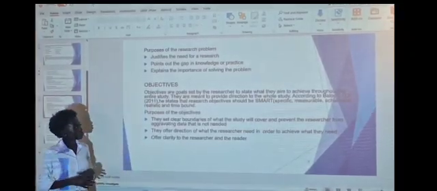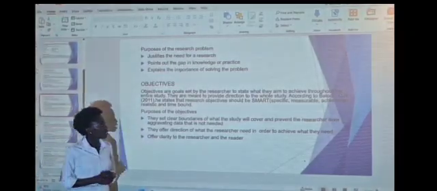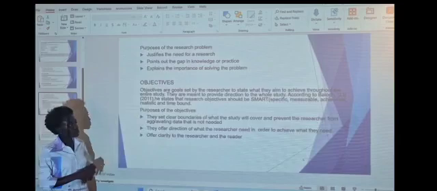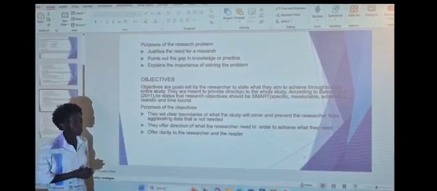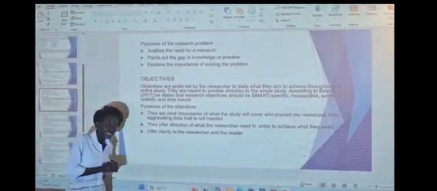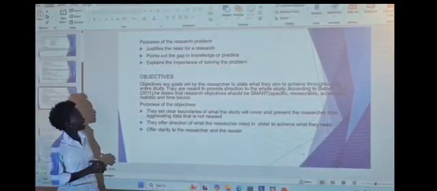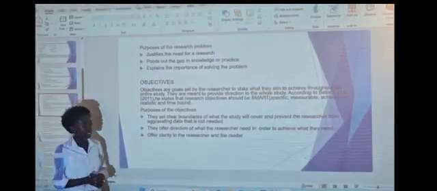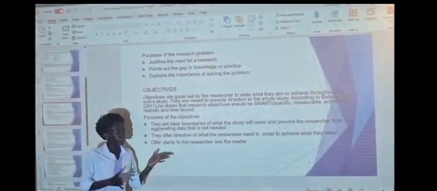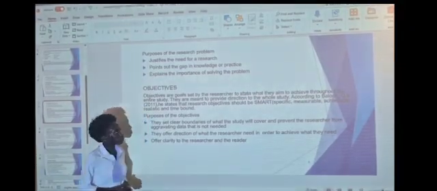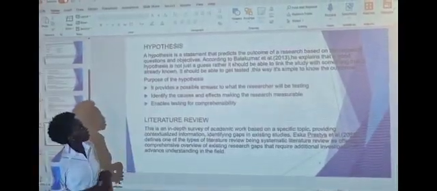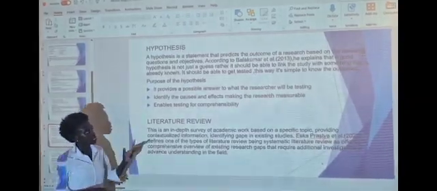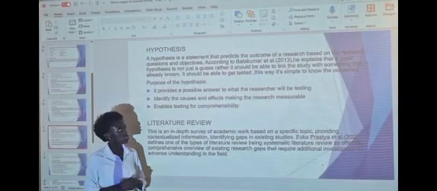The purposes of the research objectives are to set clear boundaries of what the study will cover and prevent the researcher from collecting data that is not needed. They also offer direction to the researcher and offer clarity to both the researcher and the reader. Let's look at the hypothesis. A hypothesis is a statement that predicts the outcome of the research based on the research questions and objectives.